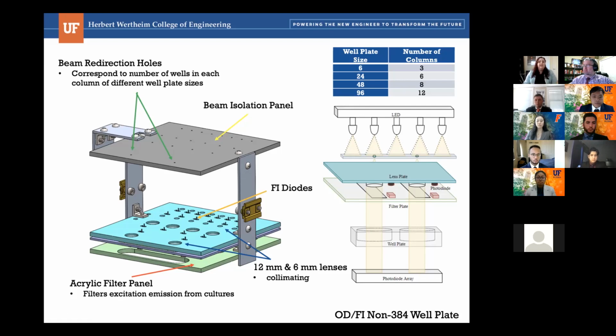12 millimeter lenses are used to send 10 millimeter collimated light to the 6 and 24 well plates. 6 millimeter lenses are used for the 48 and 96 well plates. Also, the lens plate includes photodiodes to measure the reflected light for fluorescent intensity. There's a filter for this reflected light, just as there was for the 384 system. And the same diode array from the 384 system sits below the well plate in this system. The final plate just holds the filters that I mentioned before.